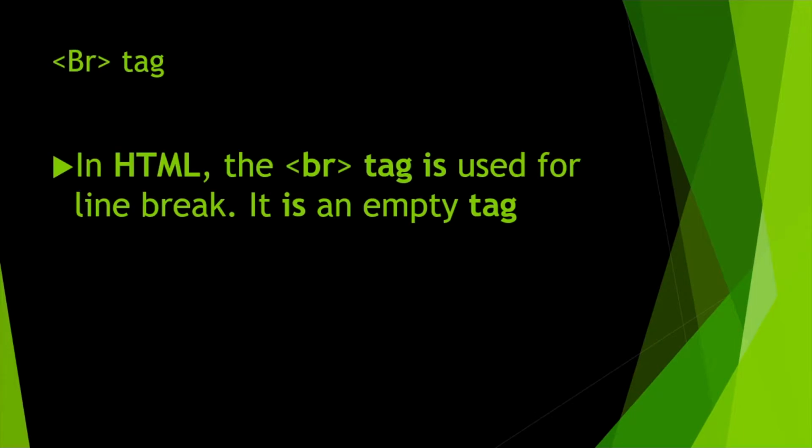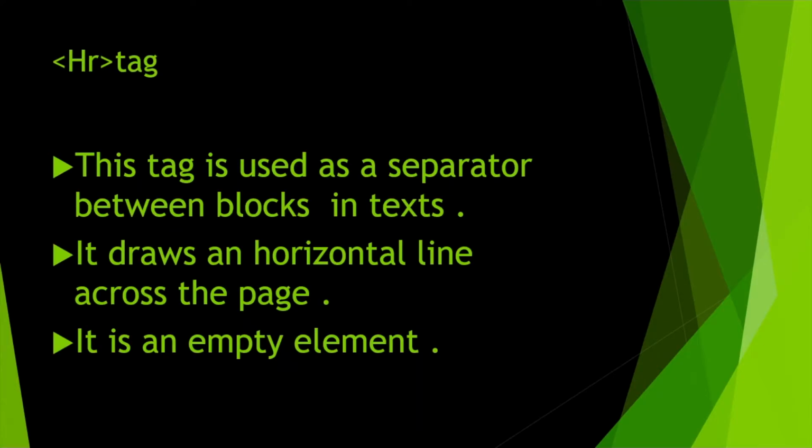Now, let's talk about BR tag. In HTML, the BR tag is used for a line break. It is an empty tag. The next tag is HR tag. This tag is used as a separator between blocks of text. It draws a horizontal line across the page. It is an empty element.